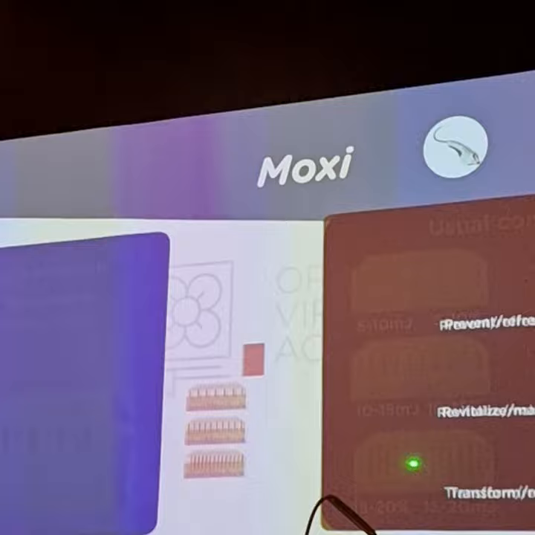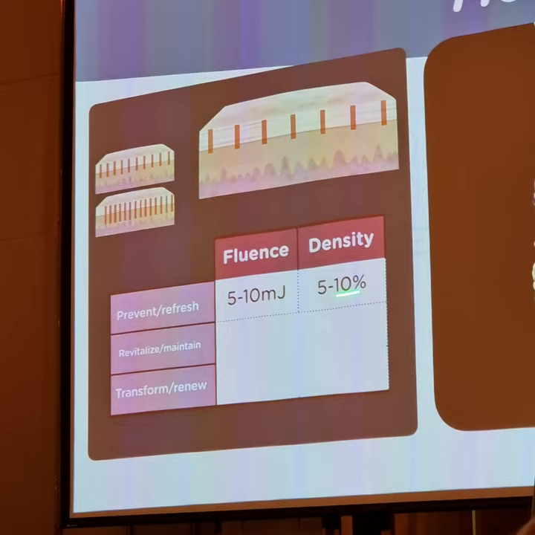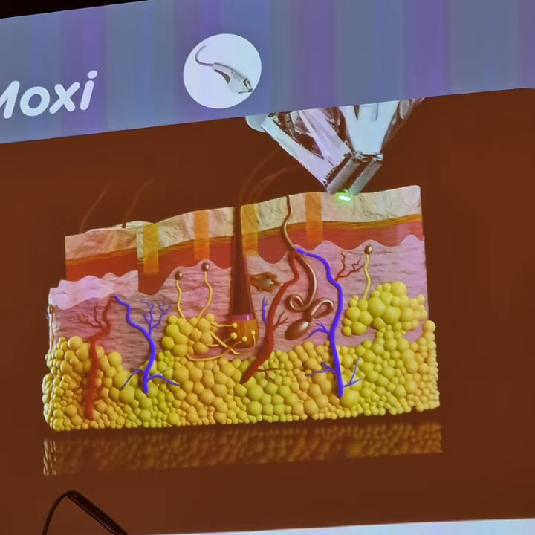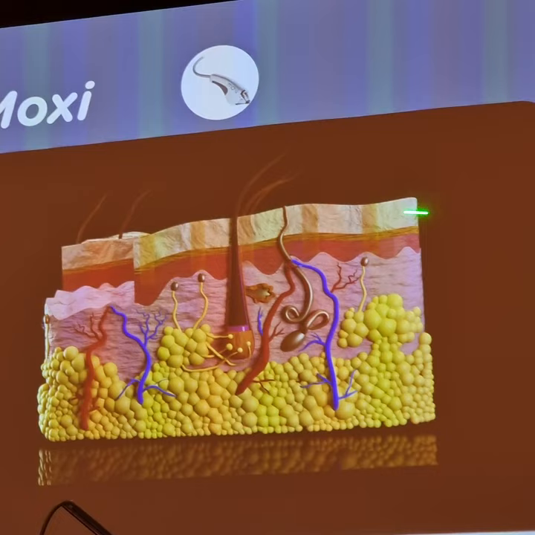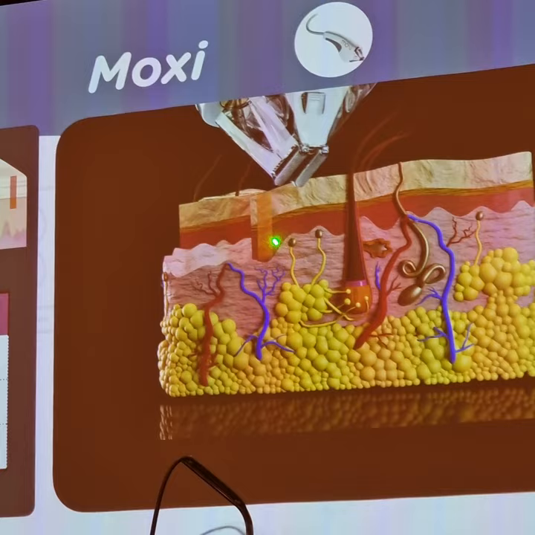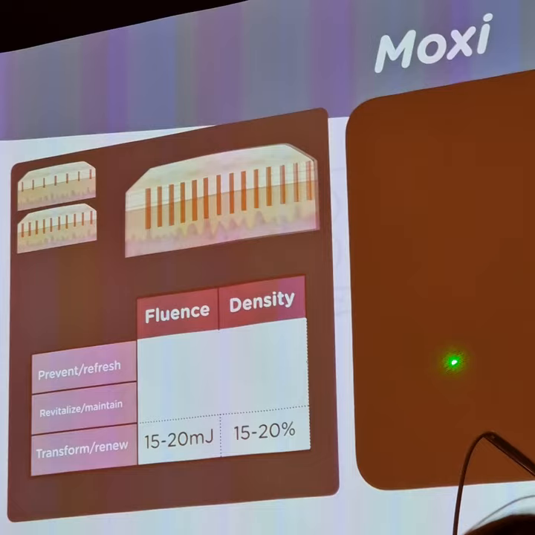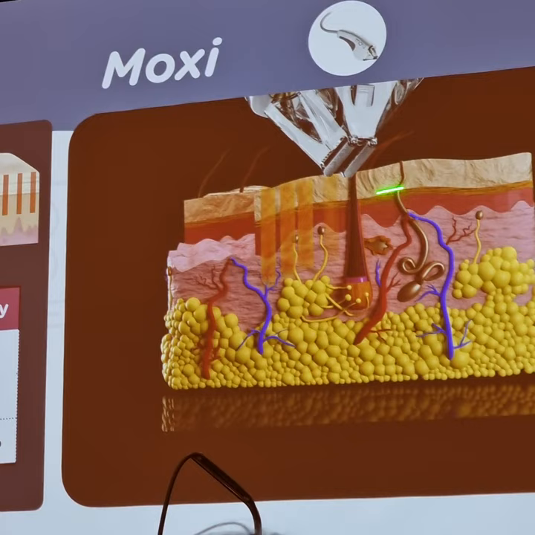Okay, so if we use that, what will you have here? You have a low fluence, meaning a shallow penetration, and low density. You're going to cover a small surface area, not so much density. So you will have a lot of untouched tissue, so the result will not be so amazing on the texture and on the depth. If you increase the fluence, you will get a little bit deeper, and here you have more density too, so we will have a deeper and more extended surface change. In the third program, with the deepest penetration and the highest densities, more fluence means deeper penetration and higher density, so you cover more surface.